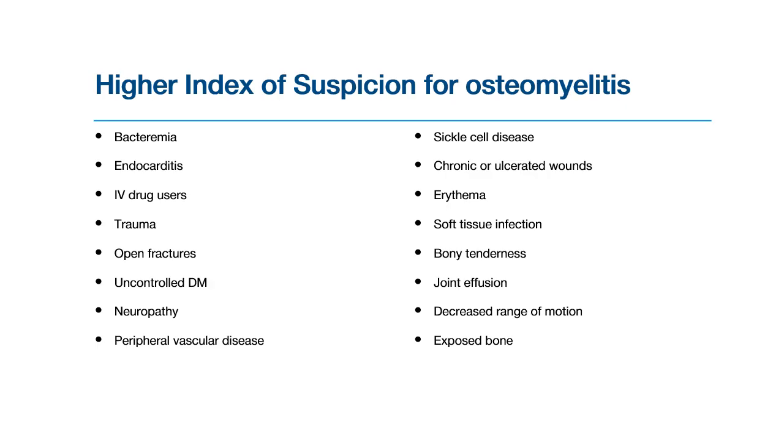If there is a fracture, mainly an open fracture, the risk of osteomyelitis is very high. In uncontrolled diabetes, you always look for diabetic foot ulcers. In patients with neuropathy, again, diabetic foot ulcer. Patients with peripheral vascular disease, you should also look for diabetic foot ulcers in the lower extremity. Patients with sickle cell disease or chronic ulcerated wounds, erythema, soft tissue infection, bony tenderness, joint effusion, decreased range of motion, and especially exposed bone should be highly suspected to have osteomyelitis.